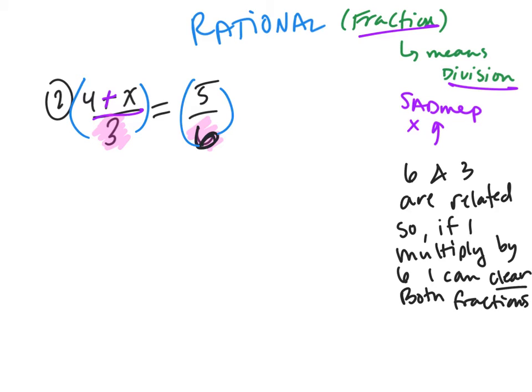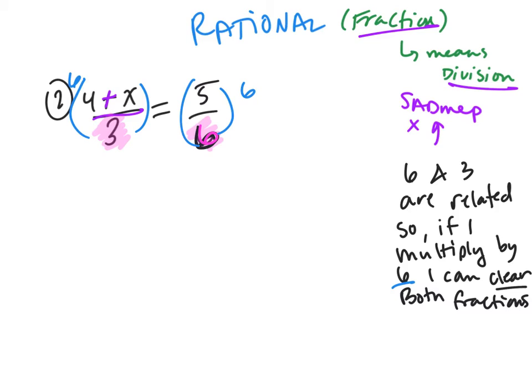on one side, if I cleared that with a 3, I would still have my 6. So I'm talking about the 6 down here. I'll do it in pink. So I want to multiply by 6. So I'm going to multiply both sides by 6.